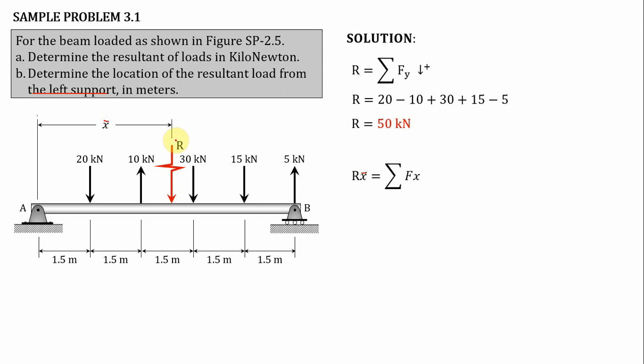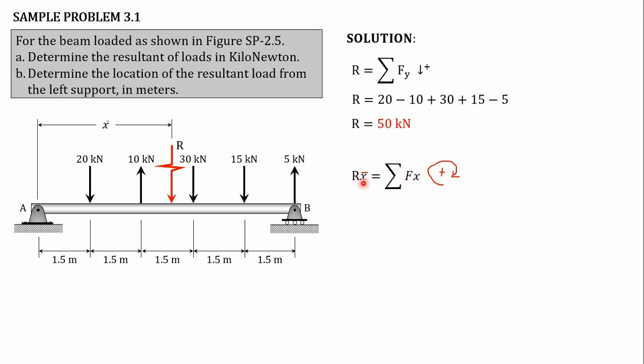And class, sure na tayo, class, na tama tayo na yung resultant force R is going downward. So if we apply moment at A, class, it can produce a clockwise moment. So to make our solution simple, class, we will assume that clockwise moment is positive. Yun na, class, no?